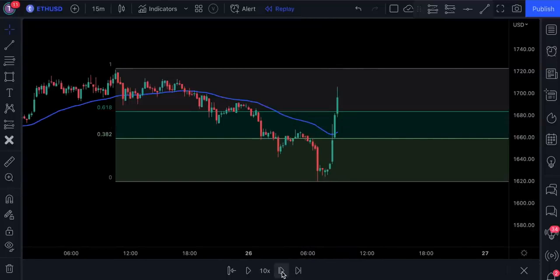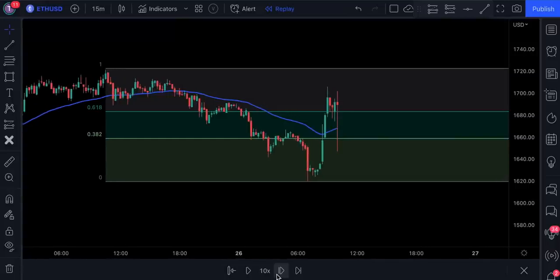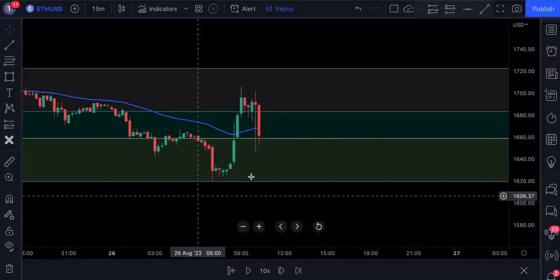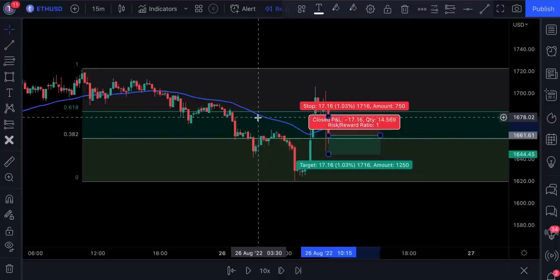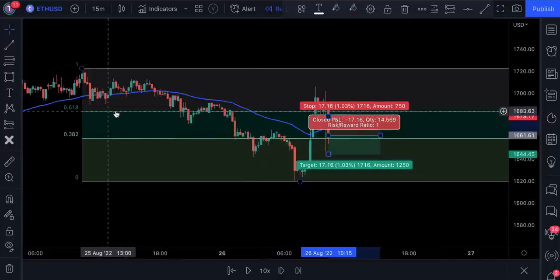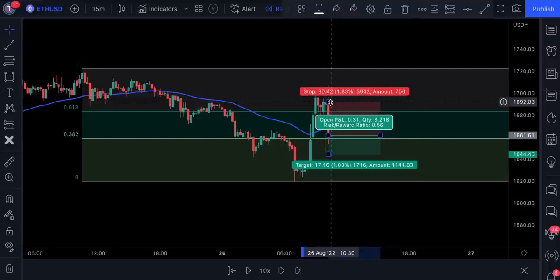In this case, we see we have a pullback into the 0.61 level, and now for an entry confirmation, we're going to be waiting for the market to cross and close below the 50 EMA. Alright, here we can see that we had a cross, and now we can confidently enter a short position. Our stop loss will be set slightly above the 0.61 level, and we're going to be targeting 2 times the risk.